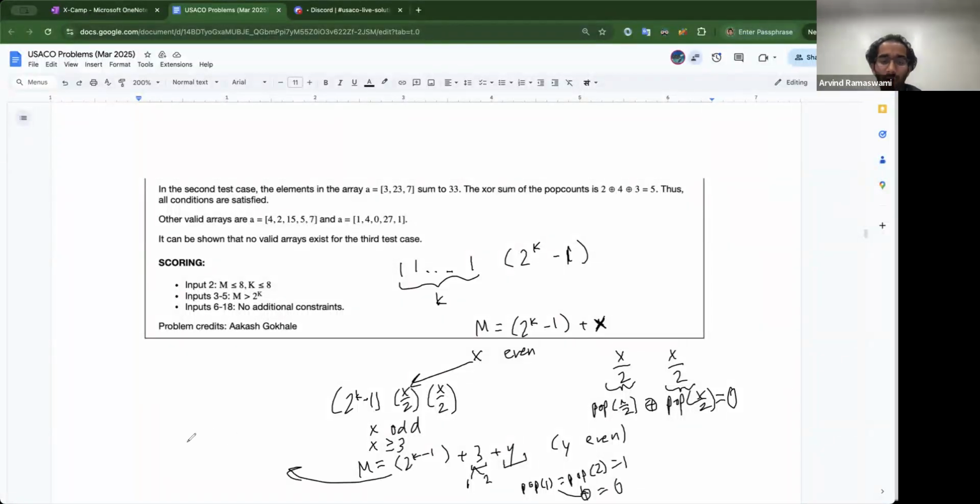So in the case where x is odd, you can split it up into 2 to the k minus 1, and then y over 2 and y over 2, and then there's this 3 over here, which you can split into 1 and 2. So if m is greater than 2 to the k, we can do this. If x is odd, then we can split into 5 numbers. If x is even, we can split into 3 numbers.